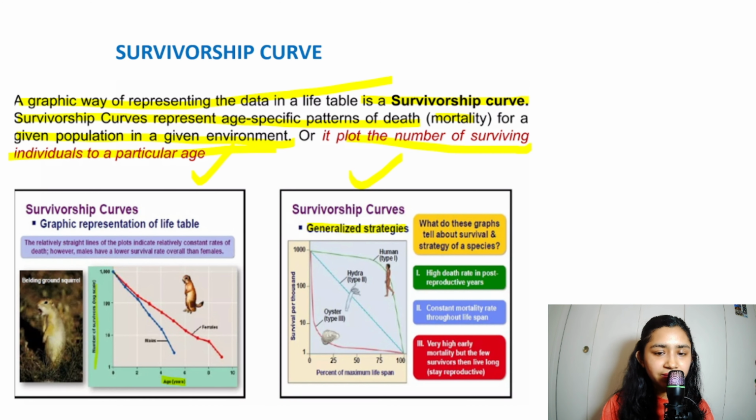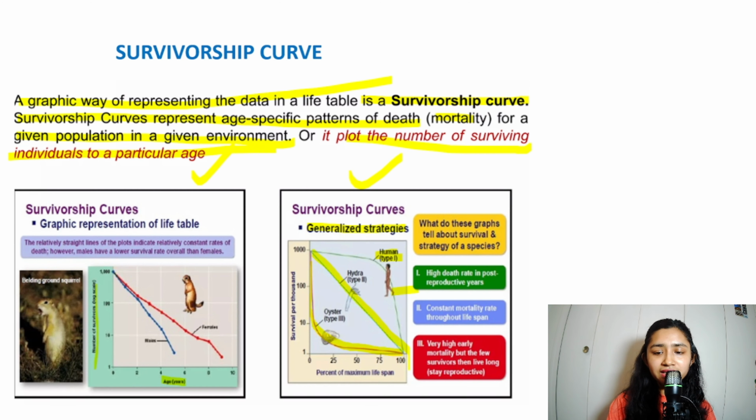Here there are 3 types of survivorship curves, type 1, type 2 and type 3. Okay, and what do they reveal? From type 1 you can see that there is a high death rate in post-reproductive years. In the post-reproductive years high death rate, that's why the graph goes down. For type 2 you can see constant mortality rate throughout lifespan. There's a constant line, there's no bend in the line. And for type 3, here you can see that in early life there was much mortality, but when you age, in late life, your mortality rate decreases.